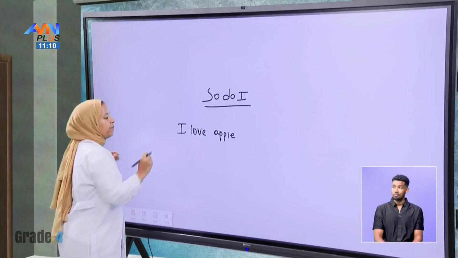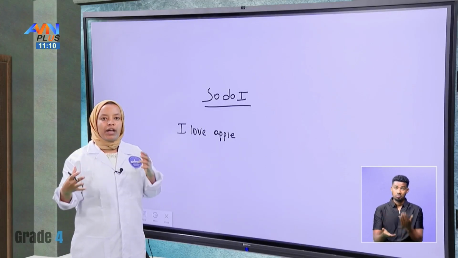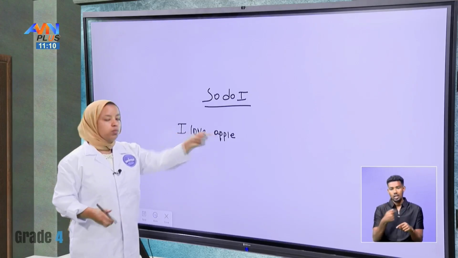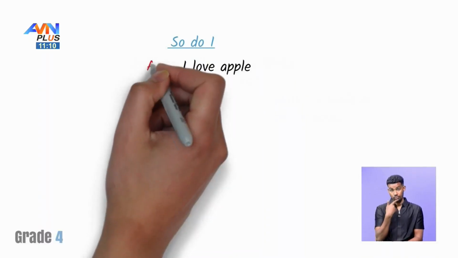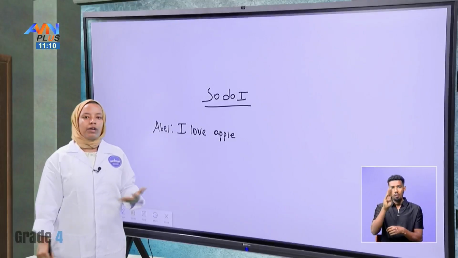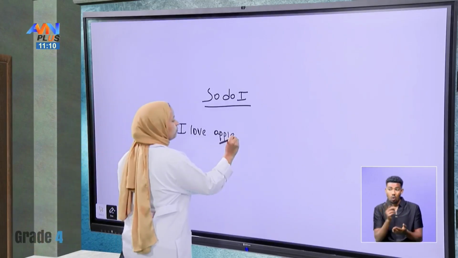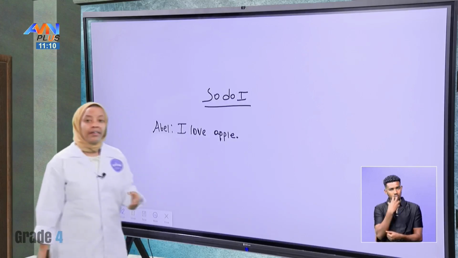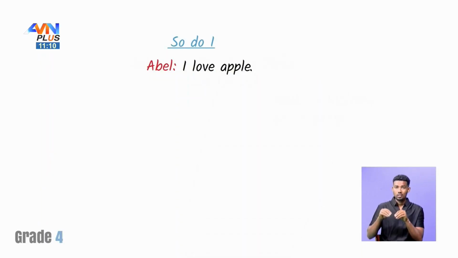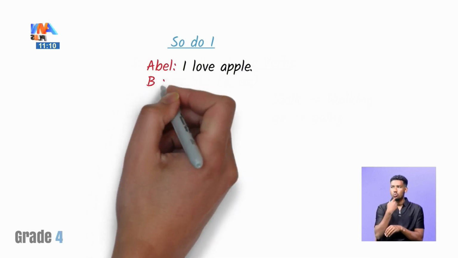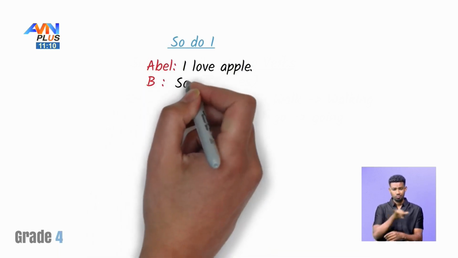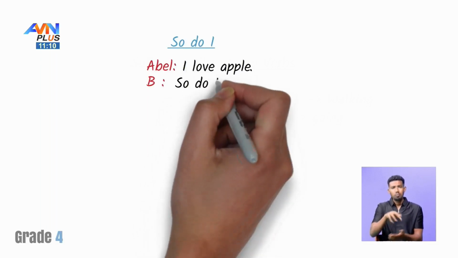This is maybe a conversation or a dialogue with your friend. Maybe your friend said, I love apple. Let us say student A, or Abel. Abel said, I love apple. There is another student, let us say student B, who said, So do I. It means me too.